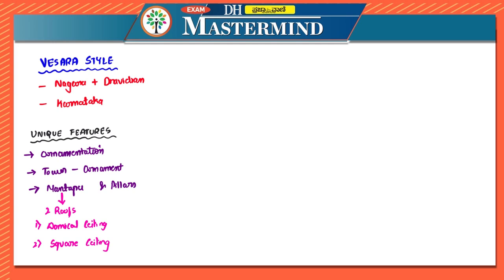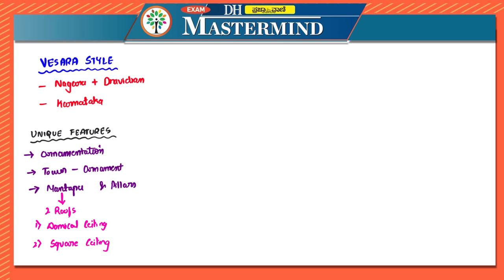So the famous temples which carry this Vesara style are Kalleswara temple in Kukkanur, then you have Ramalingeshwara temple in Gudur, then you have Mahadev temple in Itigi, then you have temples in Lakkundi, and Brahmadeva temple in Savadi, etc. So these are some of the examples of the Nagara plus Dravidian style of architecture, which is the style of Vesara.